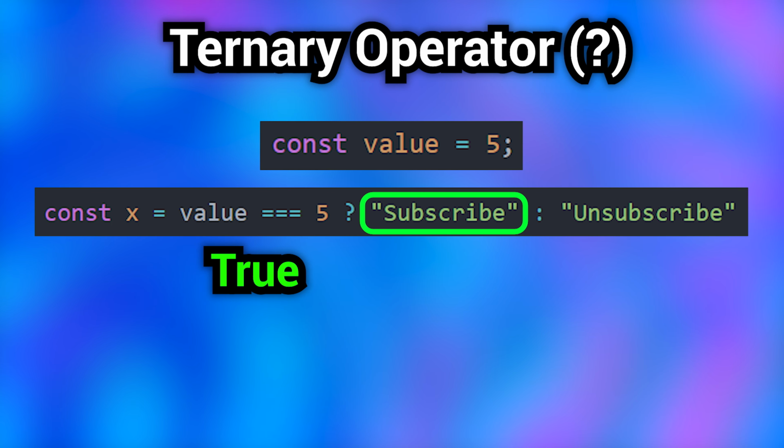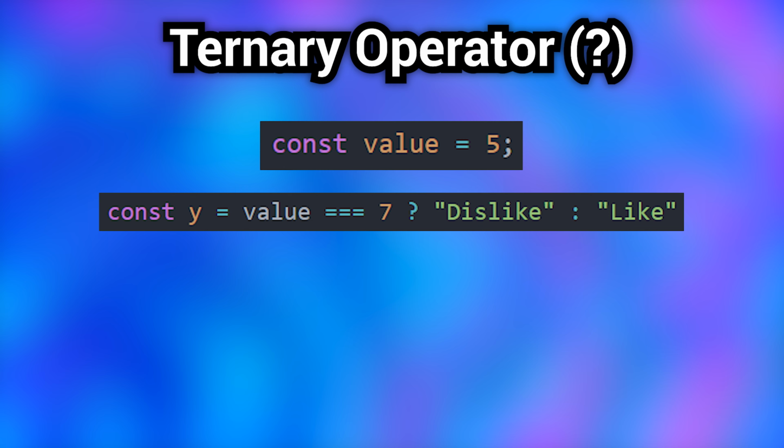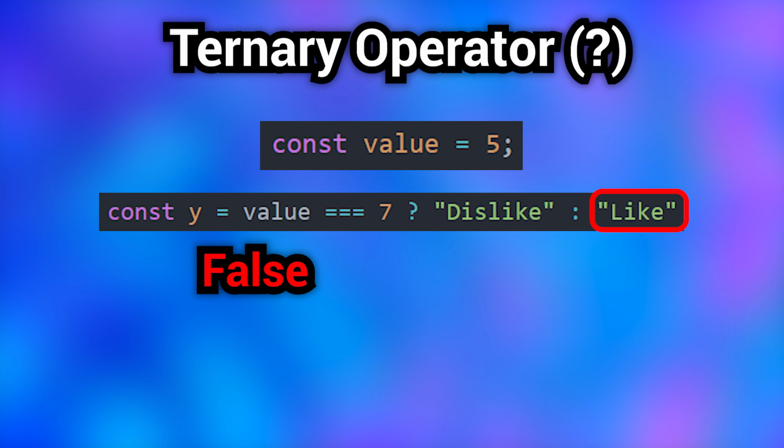and the final output is subscribe. On the other hand, if we use a statement of value equals 7, question mark dislike, colon like, obviously value does not equal 7, so this comes out as false, and the final output is like. So essentially, if this statement is true, it will go on the left-hand side of the colon. If it's false, it will go on the right-hand side of the colon.